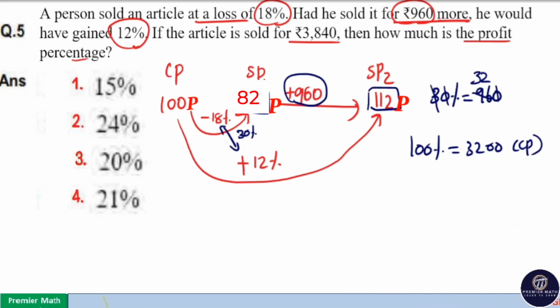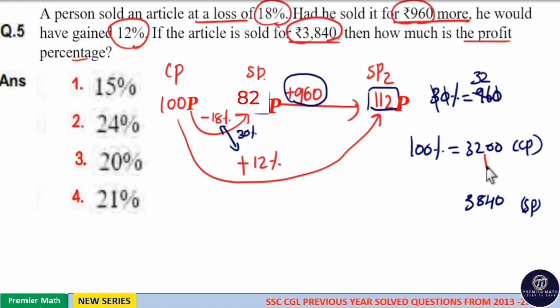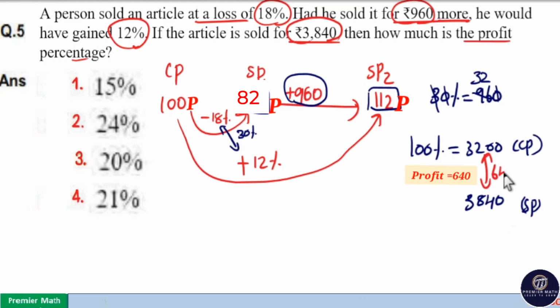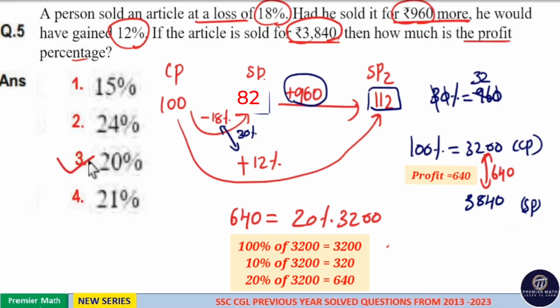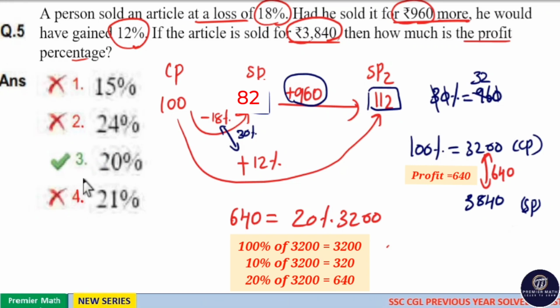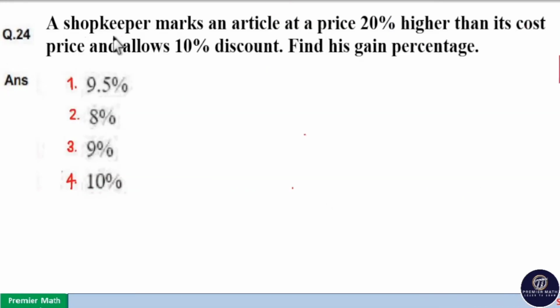Now here it is mentioned that if the article is sold for 3840, that is here sell price is equal to 3840. Now this is the sell price and this is the cost price. Difference between sell price and cost price is 640 rupees. So the 640 is 20% of 3200. So option 3 is your answer. Profit percentage is 20%.